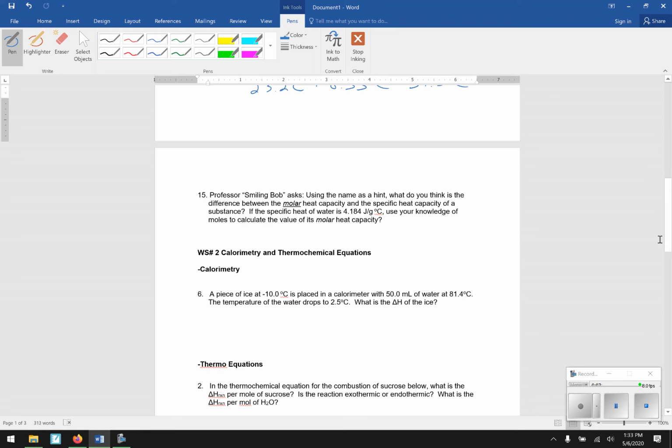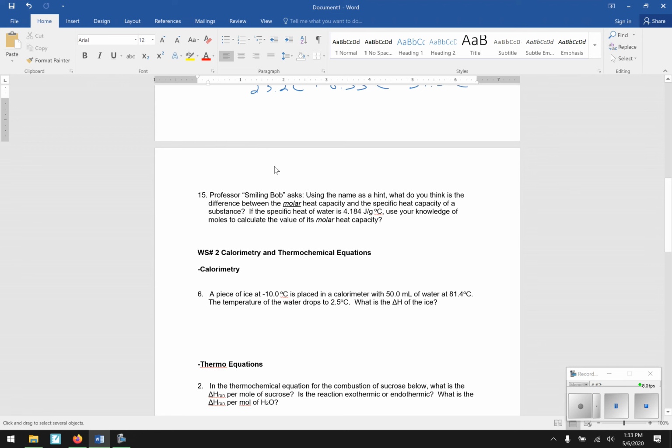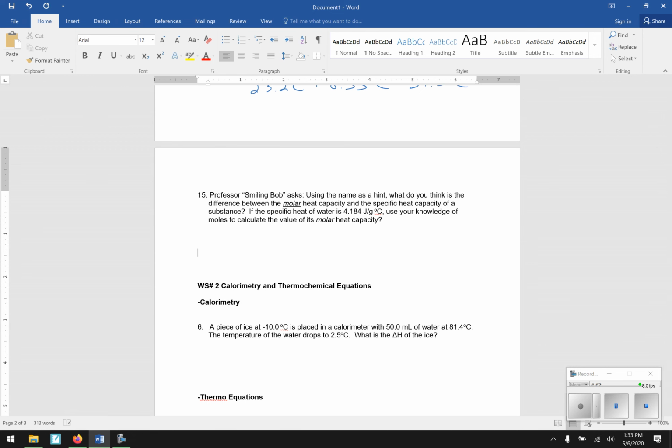So last one. First of all, I want to put some more space here. So specific heat capacity is how many joules it takes to raise 1 gram of a substance by 1 degree. Molar heat capacity just replaces that 1 gram with 1 mole. So how much it takes to raise 1 mole of any given substance 1 degree Celsius.